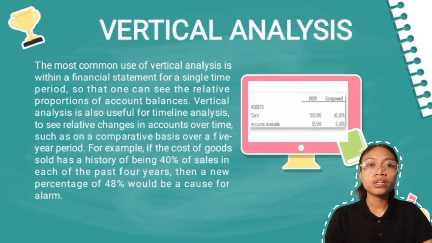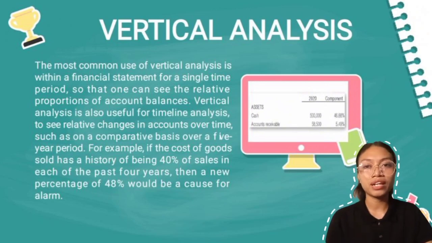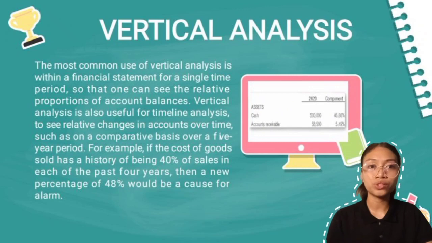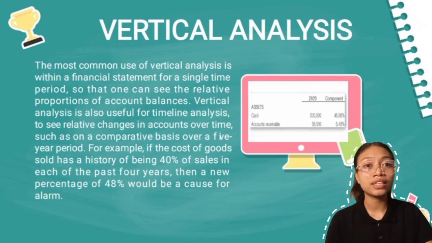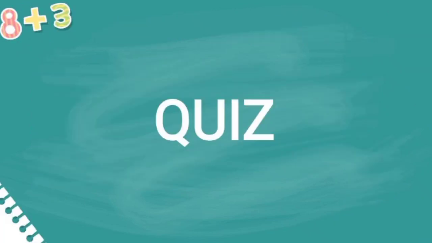In simple terms, vertical analysis is a method used to analyze financial statements by comparing the relative proportions of different account balances. It helps to understand the changes in account balances over time and identify any alarming trends. For example, if the cost of goods sold has always been 40% of sales in the past but suddenly increases to 48%, it could raise concern.